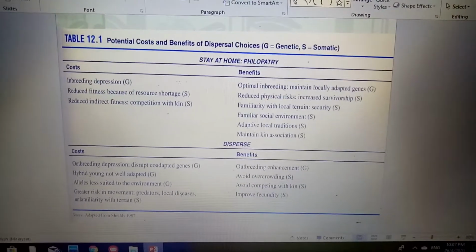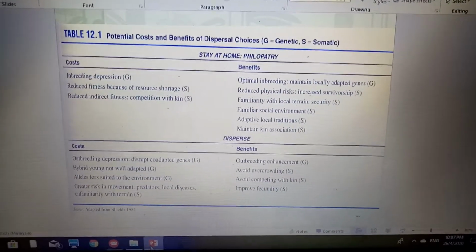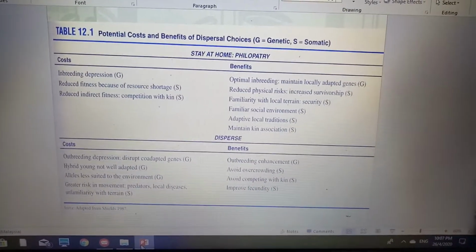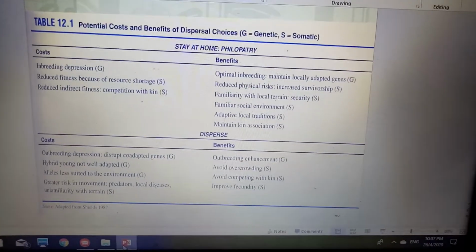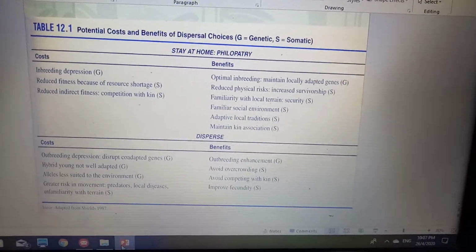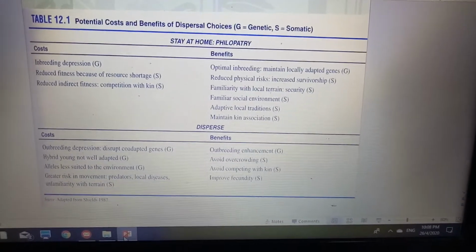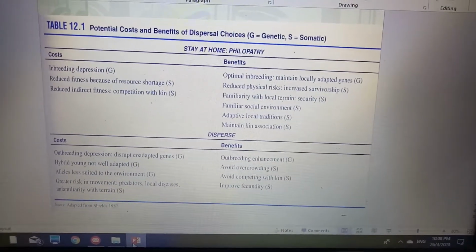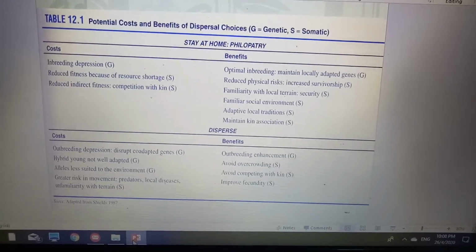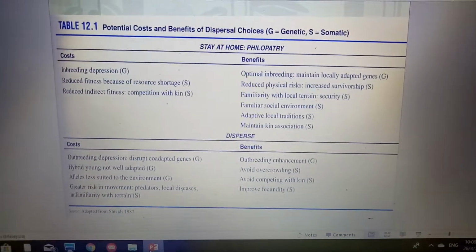So this is actually a table, for you to understand, table 12.1, potential costs and benefits of dispersal choices. G stands for genetic and S for somatic. This is the benefit of dispersal. I think you can read this one by yourself.